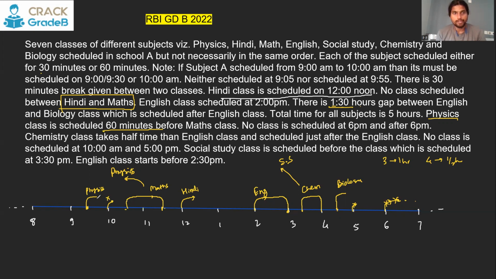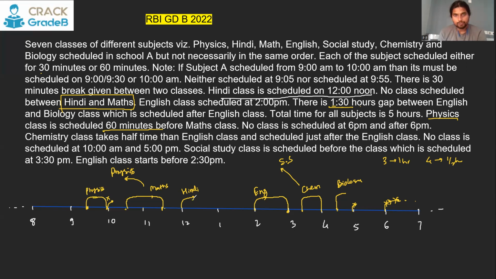Now physics could end at 10 only, because physics cannot end at 10:30. There has to be a gap of 30 minutes. So physics is the one that ended at 10. So physics is a half-hour class, maths is a 1 hour class, English is a 1 hour class, chemistry is a half-hour class. So we now have 2 half-hour classes and 2 1 hour classes. We need one more 1 hour class.